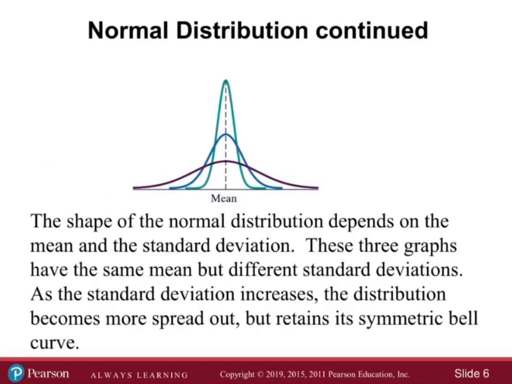The shape of the normal distribution depends on the mean and the standard deviation. These three graphs have the same average, or the same mean, but different standard deviations. As the standard deviation increases, the distribution becomes more spread out, but retains its symmetric bell shape. Remember, the higher the standard deviation, the more spread out the data is. So even though these three graphs have the same average, they have different standard deviations.